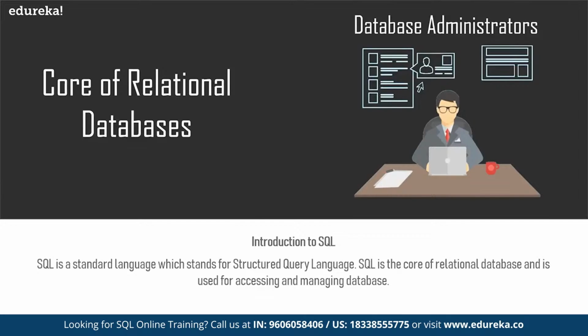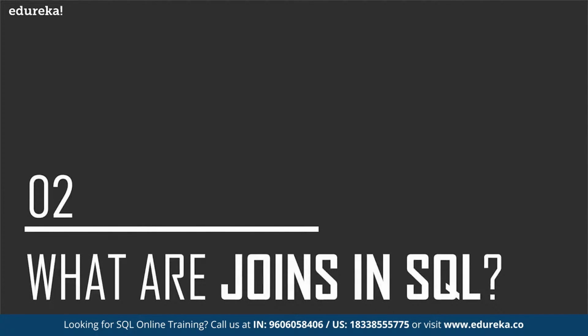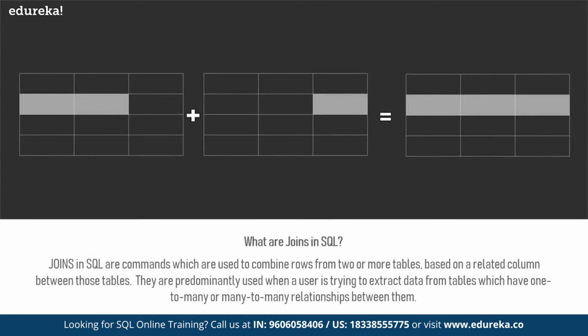If you're someone who is looking forward to learn about SQL and get started with it, you need to definitely understand the concept of SQL joins. So on that note, let's get into the next topic for today's session, that is, what are SQL joins. Joins in SQL are commands which are used to combine rows from two or more tables based on a related column between those tables. The joins are predominantly used when a user is trying to extract data from tables which have one-to-many relationships or many-to-many relationships between them.